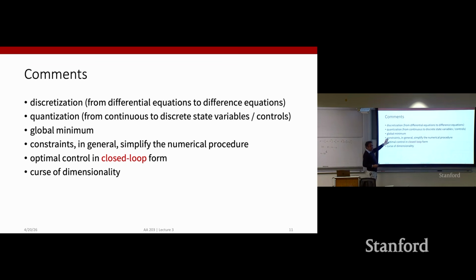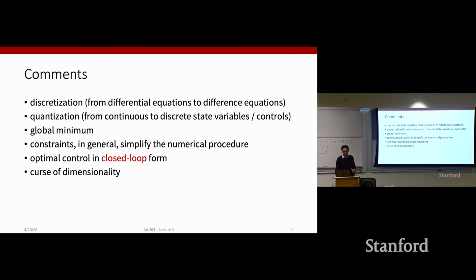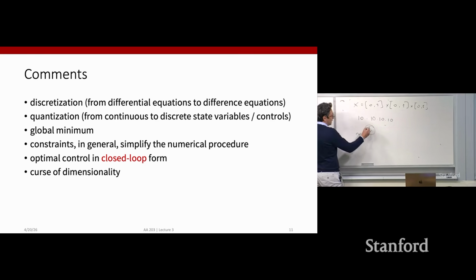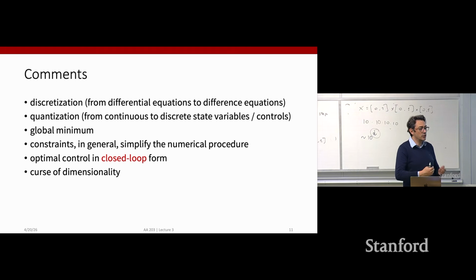If there are constraints, typically constraints make the optimization problem much harder, as you saw with direct methods and Lagrange optimization. But in this case, constraints actually make the problem simpler because they reduce the number of actions, roughly speaking, you have to optimize over. So you have fewer things to consider. It gives you a solution in closed loop form, but it is affected by the curse of dimensionality. What the curse of dimensionality refers to is the exponential scaling of the number of computations needed with respect to the dimension of the state space.